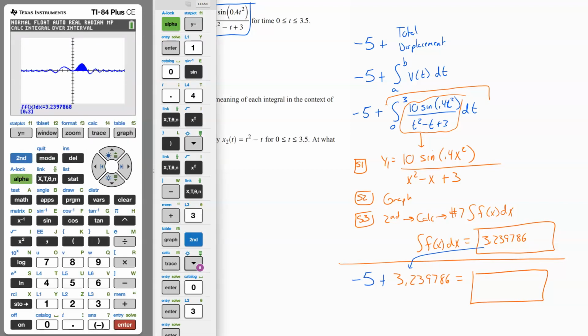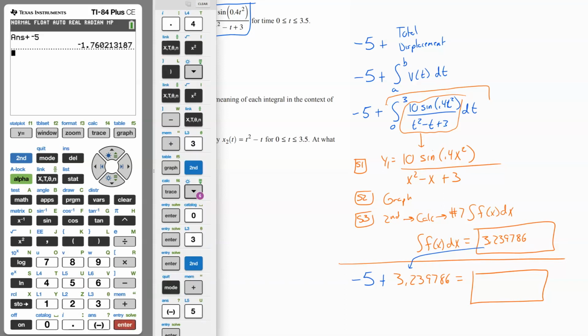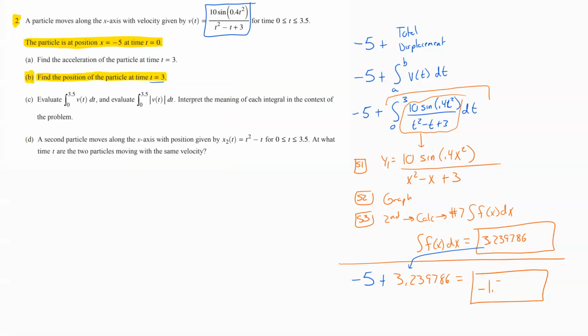So I open up the calculator. One of the great things about these calculators is that the work that you've done is stored as the answer in your calculator right now. So one of the quick ways to do something like this is to just hit the plus button, and now it says answer plus. So that answer is the 3.239786 number, and we just want to add to it -5. I hit enter and that gets me -1.760. So when you're doing it on the final answer, you want to go to 3 decimal places. And so that's our position after 3 seconds, or at t equals 3.